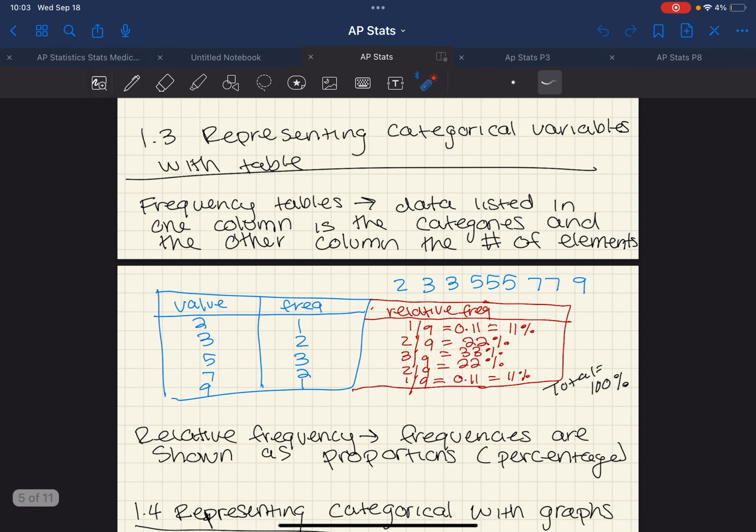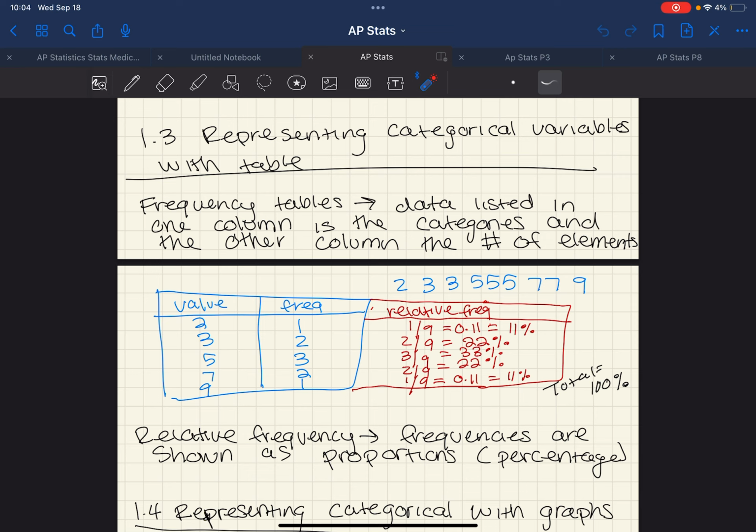1.3, representing categorical variables with tables. So in this section, we learned about two different tables. The first table was a frequency table, and then the next table was a relative frequency table. So a frequency table is where the data is listed in one column in categories, and in the other column is the number of elements within that category.